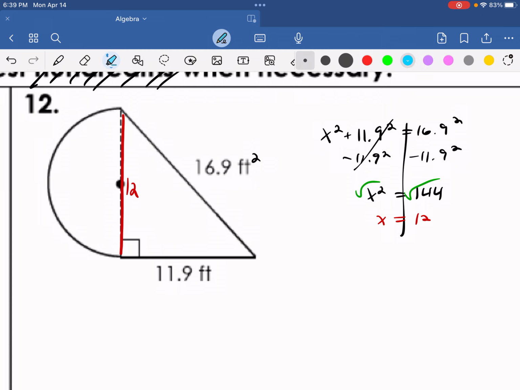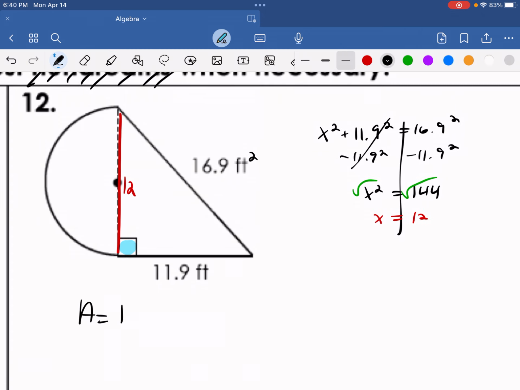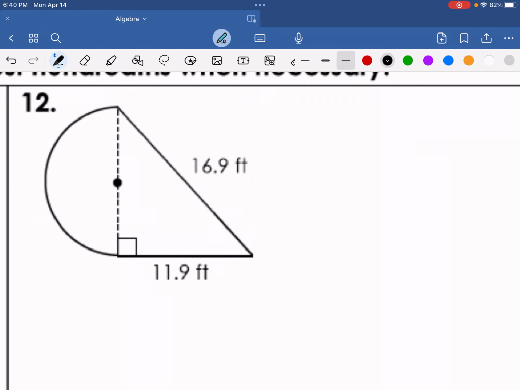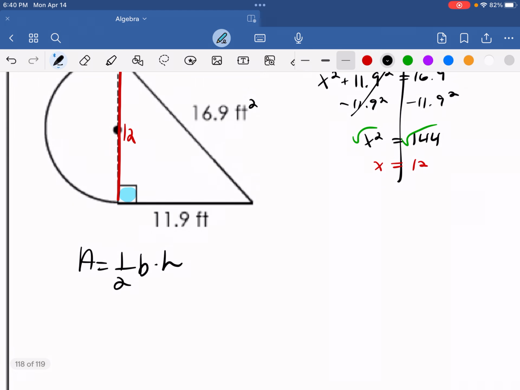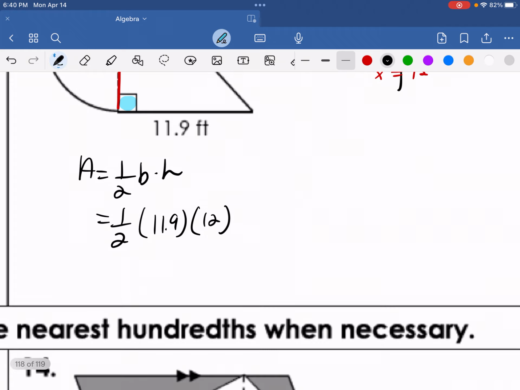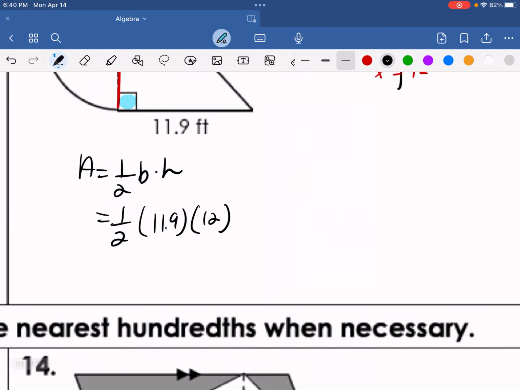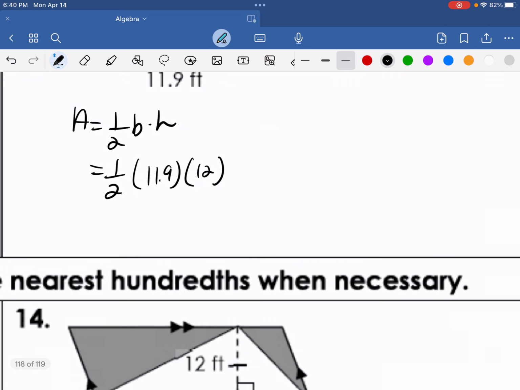The triangle should be base times height. So the triangle would be 12 times 11.9. And don't forget it is 1/2. So for the area of a triangle, it is 1/2 base times height. Area equals 1/2 base, 11.9, and height, 12. Then we plug it in. 1/2 base and height, 12. 71.4, that's the area of the triangle, feet squared.